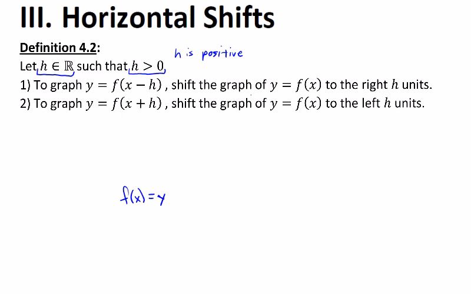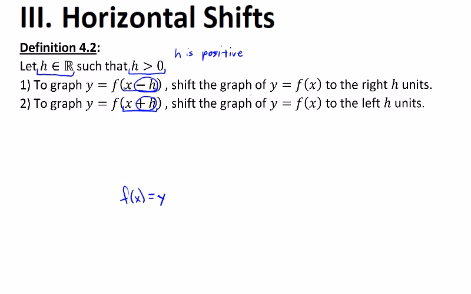So you'll notice in the first part of the definition, it says f of x minus h. So the minus h is directly going with the x. And for the second part, we have x plus h. So the plus h is happening directly to the x. What this will do is it will cause a horizontal shift.